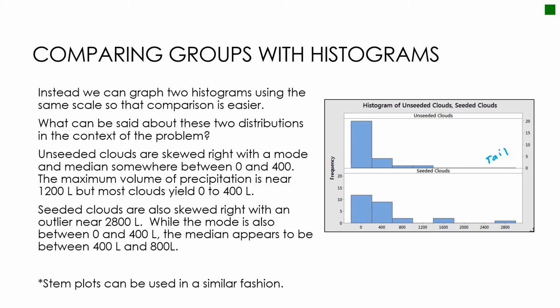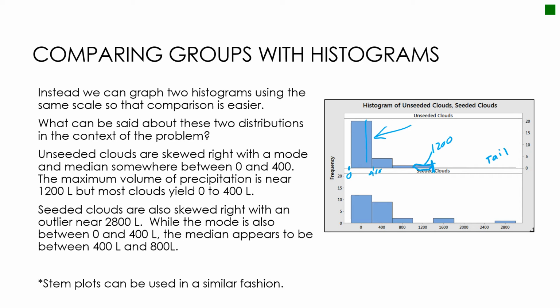The median or middle is somewhere between 0 and 400, so it's in here somewhere. The maximum volume of precipitation is near 1200, so we can see that this is the max, which is about 1200, but the majority of our data is here in the 0 to 400 range.